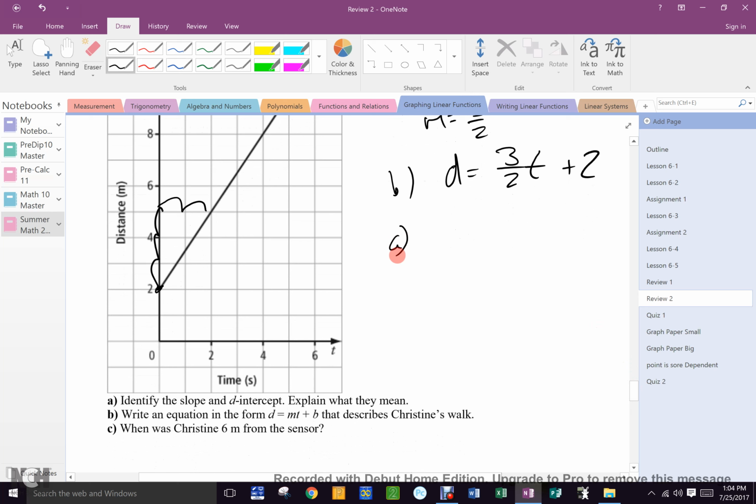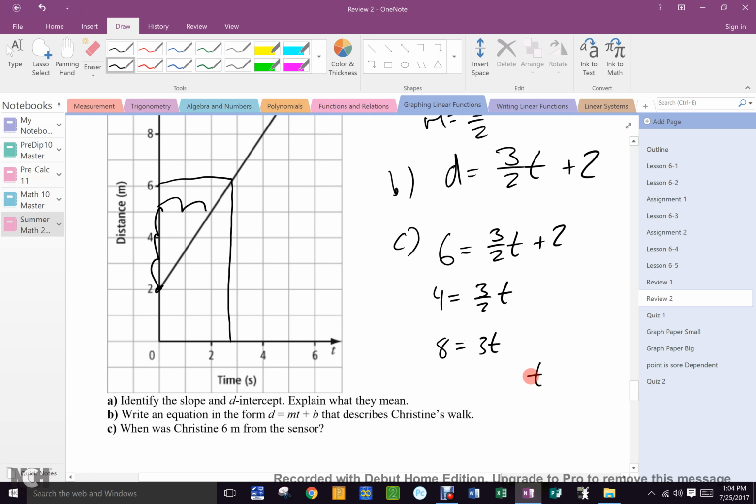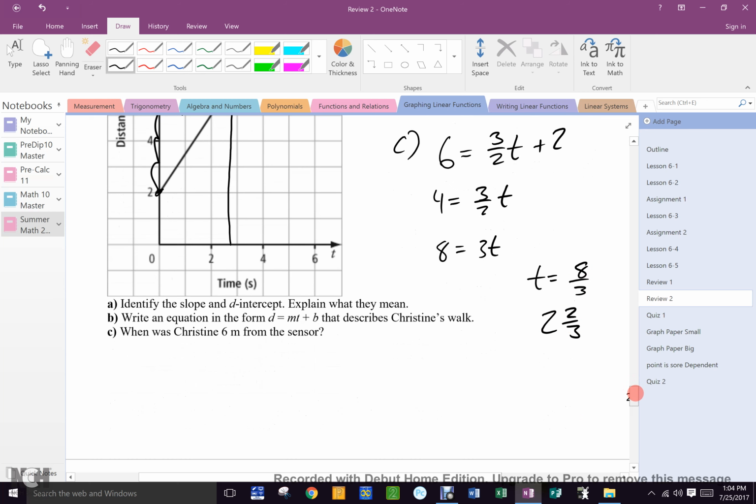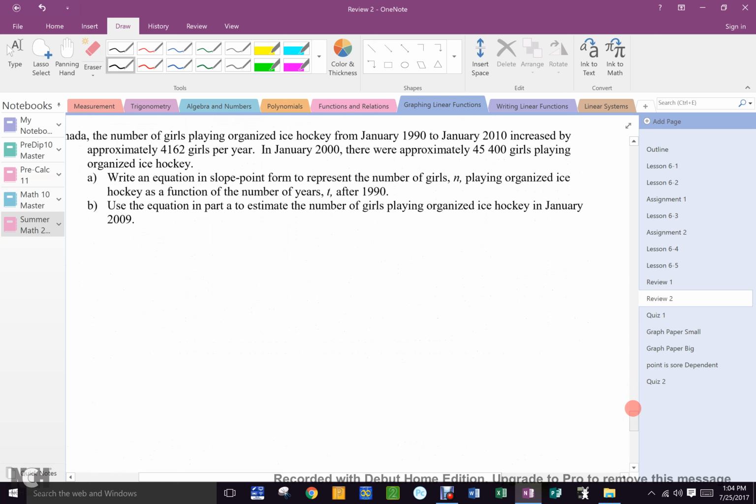The last question was how you could either do it with the graph or you could do it algebraically. On the graph, at 6 minutes, she's 2 and a bit, right? We don't know how much. So that's one answer. It's past 0.5, but you don't know exactly. You could also do it algebraically. D was 6 equaled 3 over 2t plus 2. 4 equals 3 over 2t. 8 equals 3t. T equals 8 divided by 3, which is 2 2/3. That's the best answer.